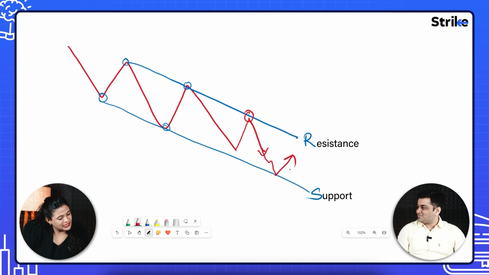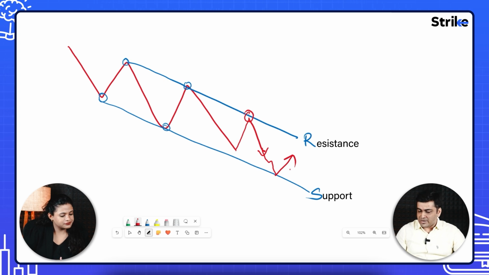So be it a positive trend or a negative trend, while we connect the tops, that line is resistance, and when we connect the bottoms, that line is support level. Absolutely, irrespective of whatever the market trend is.